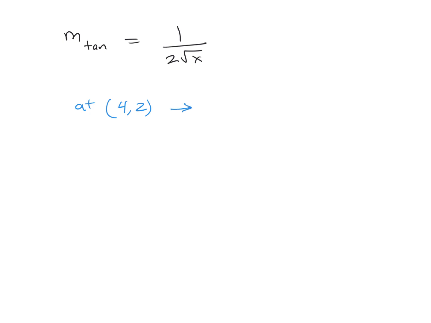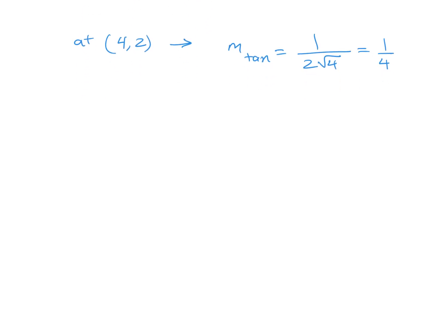So in that case, the slope of our tangent line is just equal to 1 over 2 times the square root of 4, which is just 1/4. And now to find our equation for our tangent line, we can use our point slope formula, which we all know is y minus y1 equals m times x minus x1. So for this problem, it's going to be y minus our y value, which we know is 2 given to us. Our new slope we found, which is 1/4, times x minus 4.